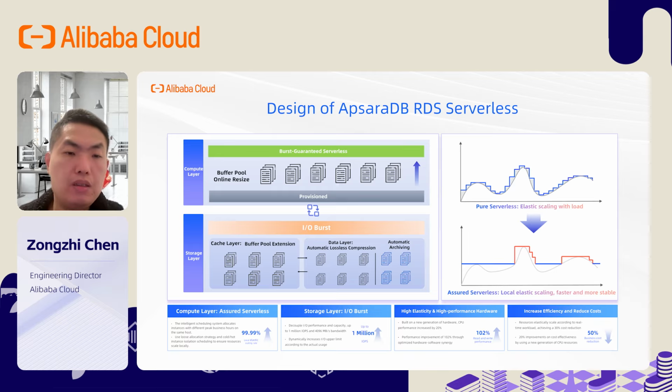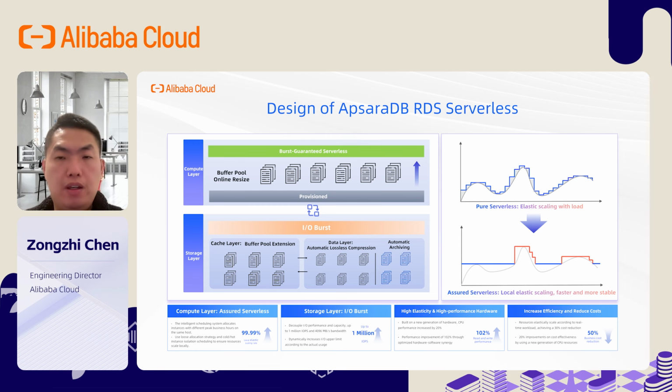And in the storage layer, we decouple the I/O performance and the capacity, up to 1 million IOPS and 4 GB bandwidth. We dynamically increase the I/O upper limit according to the actual usage. We call it I/O burst. So even if you only have a small disk, you can get up to 1 million IOPS.